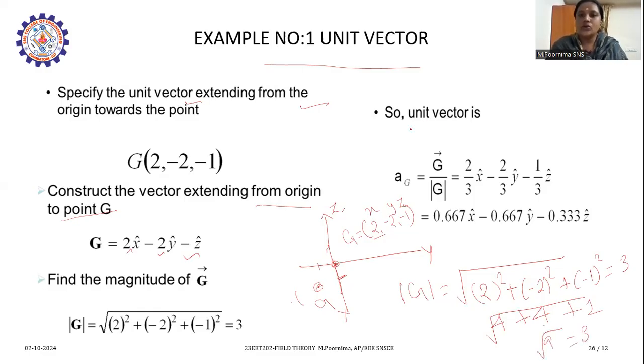Now coming to the unit vector of G, that is G vector divided by modulus of G vector. Dividing each individual component by the modulus of G vector, we get the answer. This is the unit vector answer.